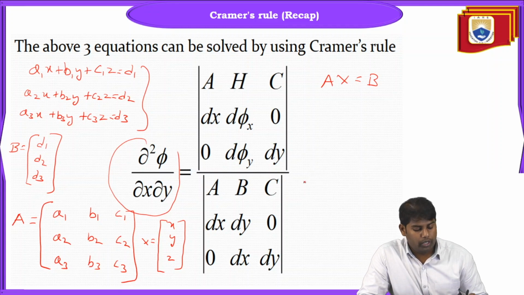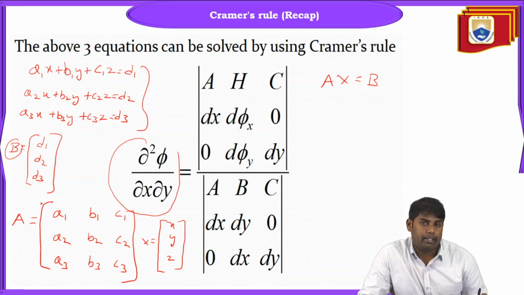Fine. So here, if you want to find the value of x, what do we do? We will replace the first column of the A matrix with the B matrix. Basically B is a column vector, which has three rows and one column. So here A is 3 cross 3, and here B is 3 cross 1.